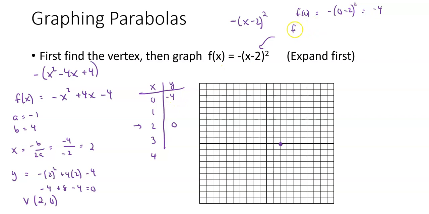If I put in a 1 there, f of 1 is the opposite of 1 minus 2 squared. 1 minus 2 is negative 1. Square it, I get 1. Apply that negative sign, I get negative 1. Now, the nice thing about choosing the points on either side is that when you go to do the 2 on the other side of the vertex, they're going to be identical. So you'll get another negative 1 and another negative 4. So it goes through 0, negative 4. It goes through 1, negative 1, 2, 0, 3, negative 1, 4, negative 4.